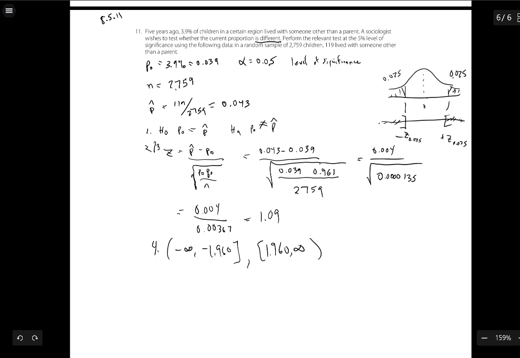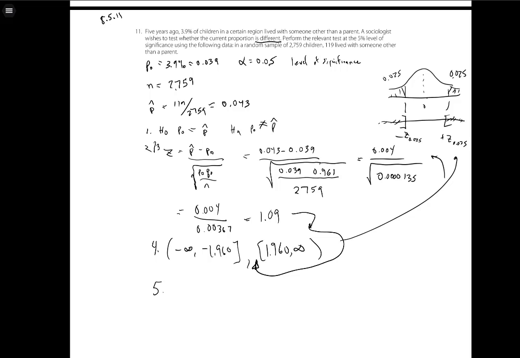And so number 5, we compare our value calculated in step 3 to that region. And 1.09 is not in the reject regions. So we do not reject the null hypothesis. So we do not have enough information. Let's word it that way.